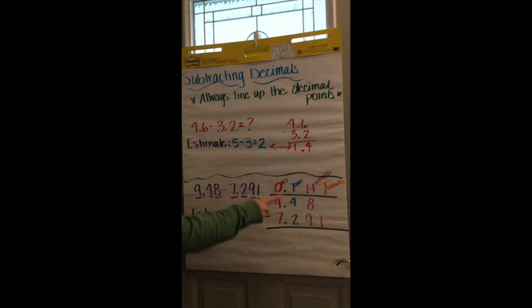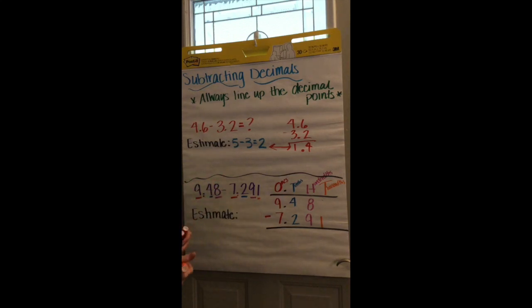Our 9 and our 7 both fall into the ones place, so I've lined those up when I rewrite it vertically. My decimal points line up here, and then I've got my 4 and my 2 that are both in my tenths place. I underline those in blue, and those line up right here. I've got my 8 and my 9, which both fall into the hundredths place, so I've lined those up here. And then if you look, I don't have any digit in the thousandths place in this one, but I do have a digit in the thousandths place here.